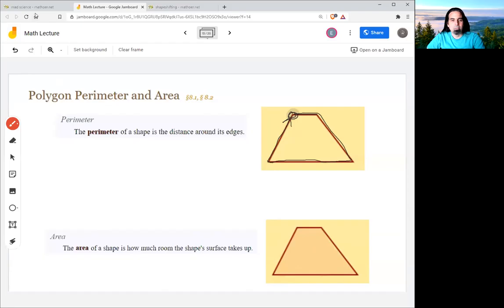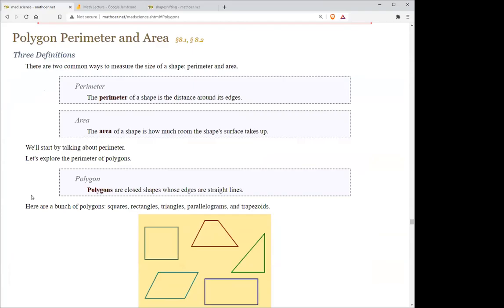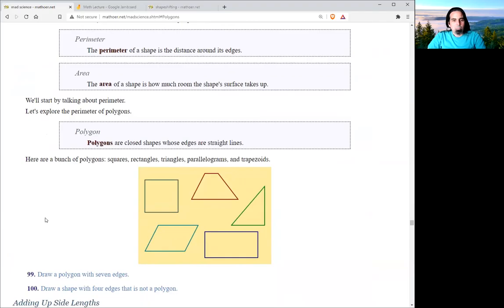Okay, so far? Yep. Yeah, okay. Shapes are fun with kids.